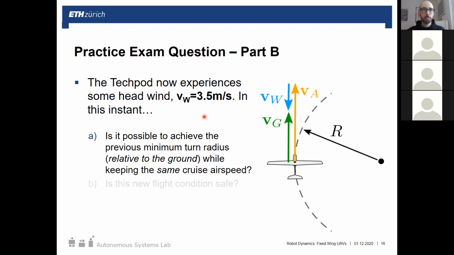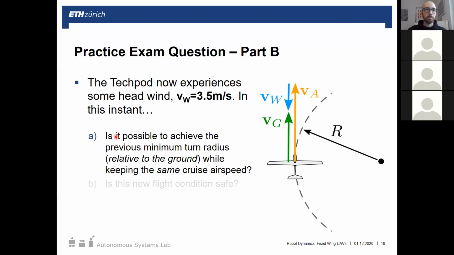So we're considering the same plane, same lift and drag table, and same airspeed. Now we're going to consider some headwind, 3.5 meters per second. If we look at headwind, that means the wind is coming in the opposite direction that we're flying, which means our ground speed gets reduced by the wind. So let's say we're still flying on this radius.